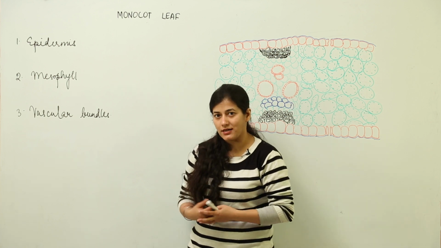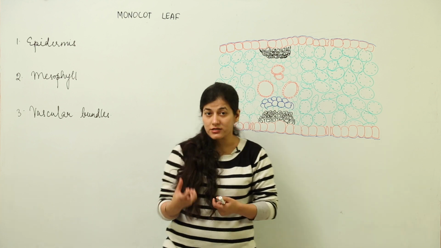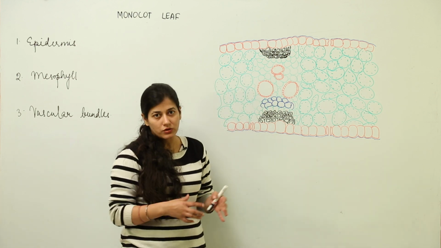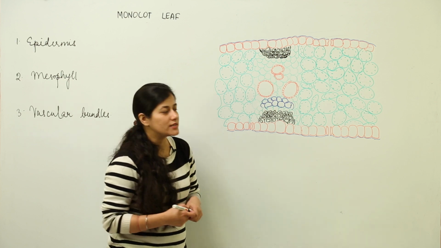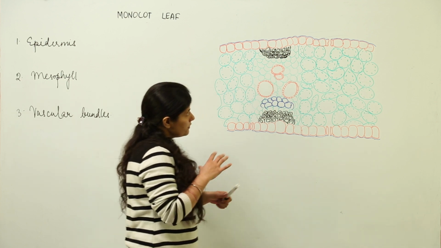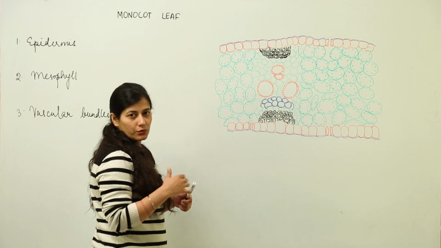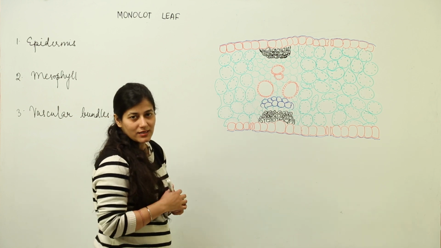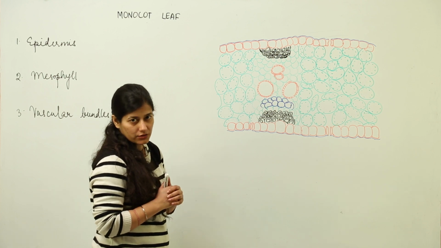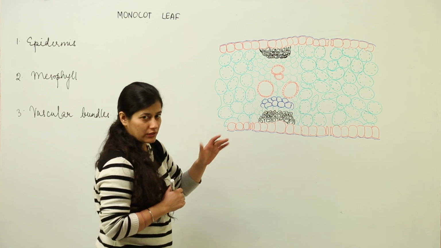So let us see what the anatomical differences are present in a monocot leaf, how it is different from a dicot leaf, and a few terms that we'll come across. In the previous lesson, we had talked about the upper surface and the lower surface of the leaf, that would be comprising of single layered epidermises, both at the upper and the lower side.